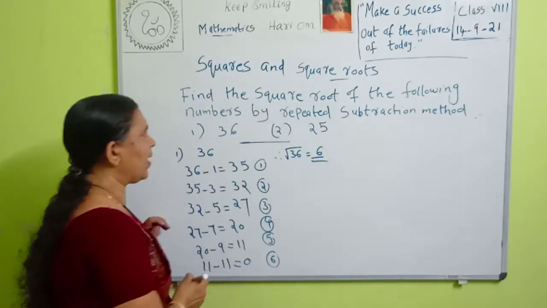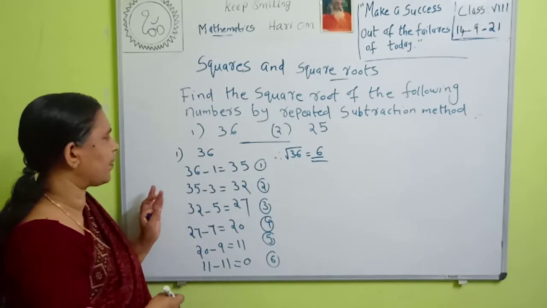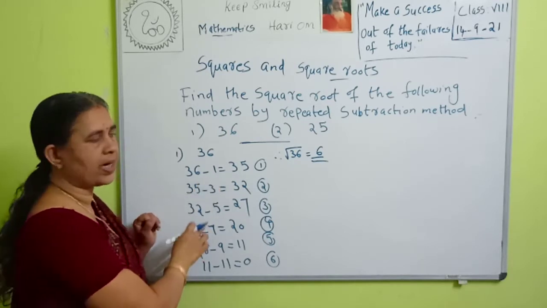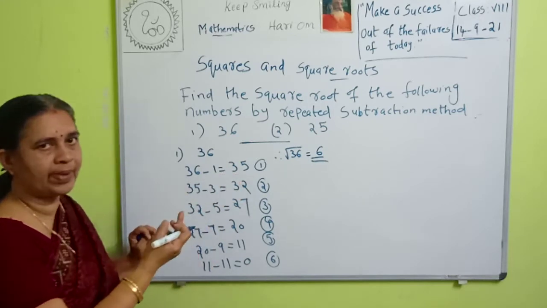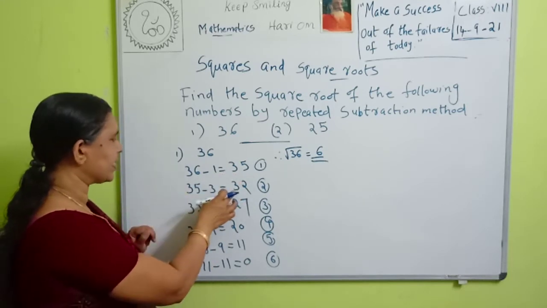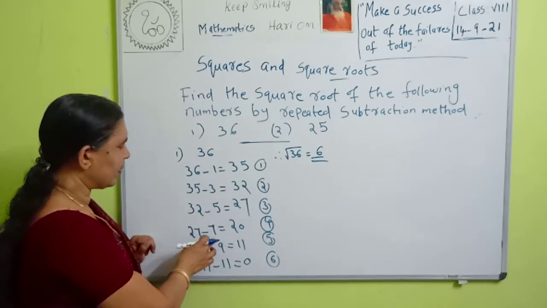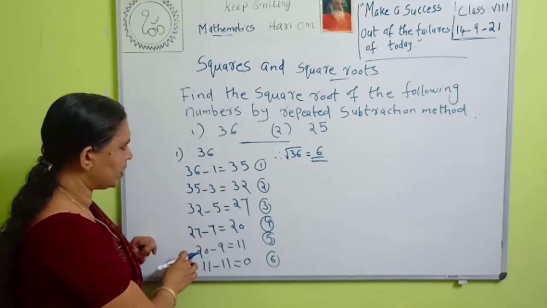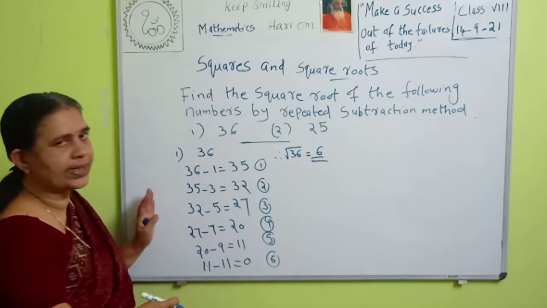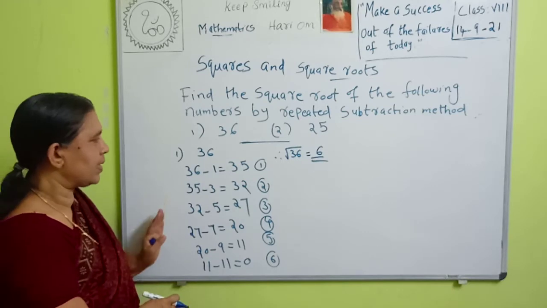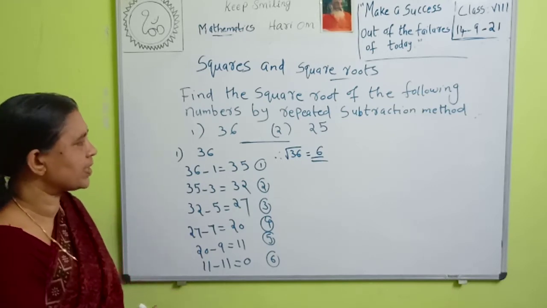So, to find the square root of the numbers by repeated subtraction method, first we subtract the first odd number, which is 1. Then 36 minus 1 is 35. Then the next odd number is 3. 35 minus 3 is 32. 32 minus 5 is 27. 27 minus 7 is 20. 20 minus 9 is 11. 11 minus 11 is 0. Then how many times we subtract? We subtract 6 times. So the square root of 36 is equal to 6.